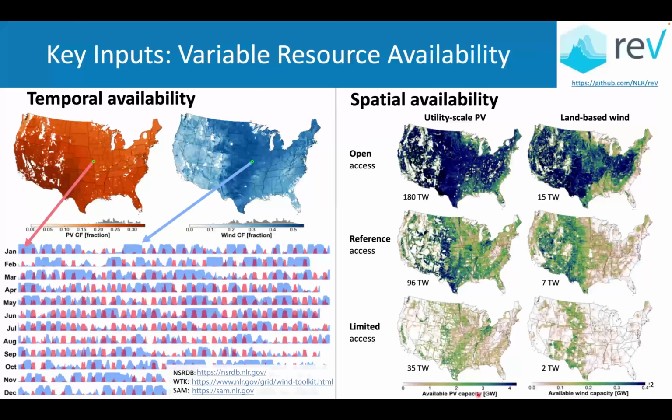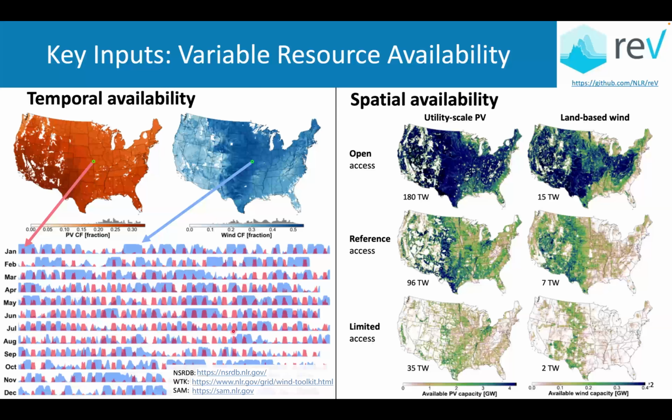Okay, so variable renewable resource availability. ReEDS uses high resolution data on the spatial and temporal resource availability to model generation potential of variable energy generators. These would be things like wind, solar, hydropower, geothermal, etc.